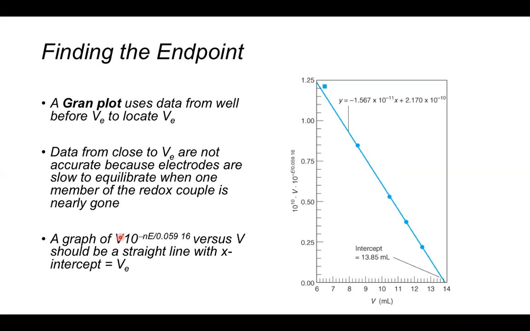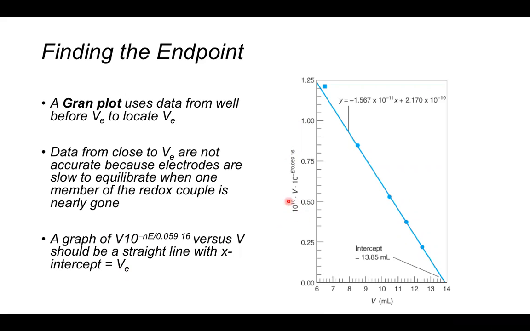So a graph of the potential times 10 to the minus nE over 0.095916, so this is the inverse of the Nernst equation, versus the volume added, should be a straight line with x-intercept equal to the equivalence volume. So there's the volume, there is the inverse of the Nernst equation.